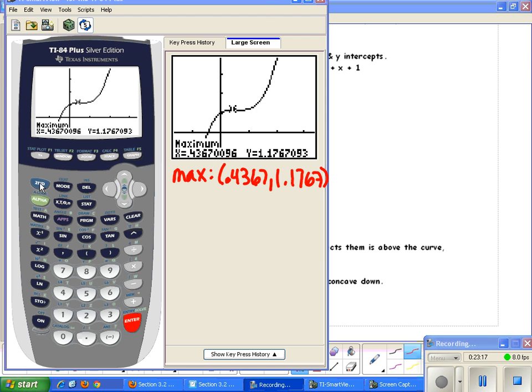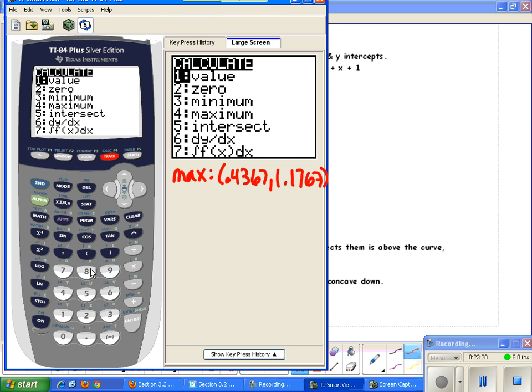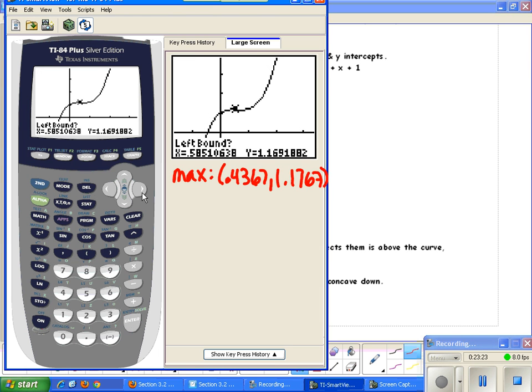And then I'm going to do the same thing for the minimum. So second trace, minimum would be number 3. And so I'm going to just go from that same value. I'm just going to go from here over to here, enter, enter, because I know it's somewhere in there. And notice I get a minimum of 0.7633, comma 1.159, and I'm going to round that to a 3. So that would be my minimum. So I should have marked my maximum. So that's my minimum. My maximum was somewhere over here.